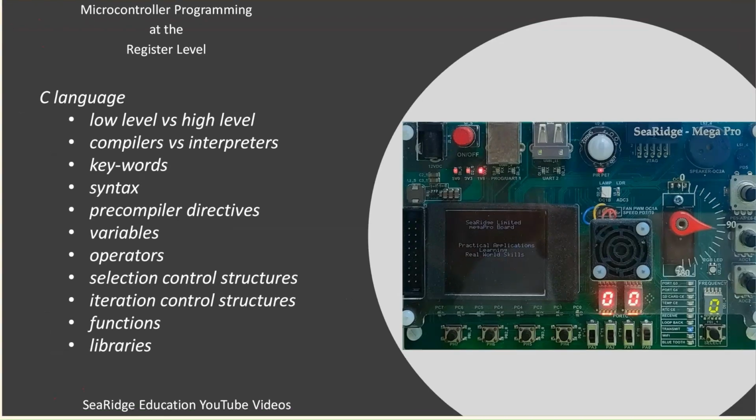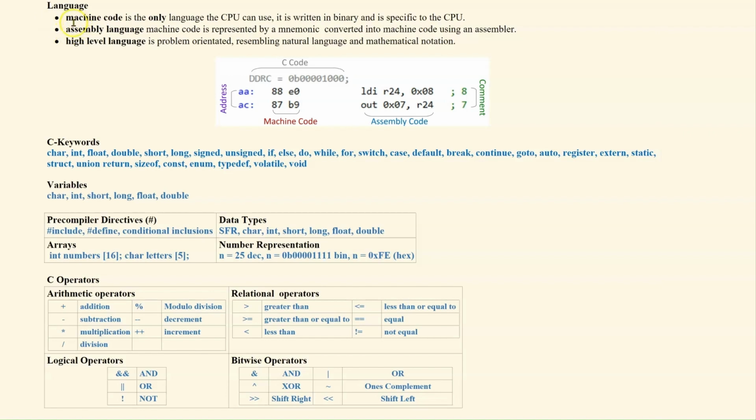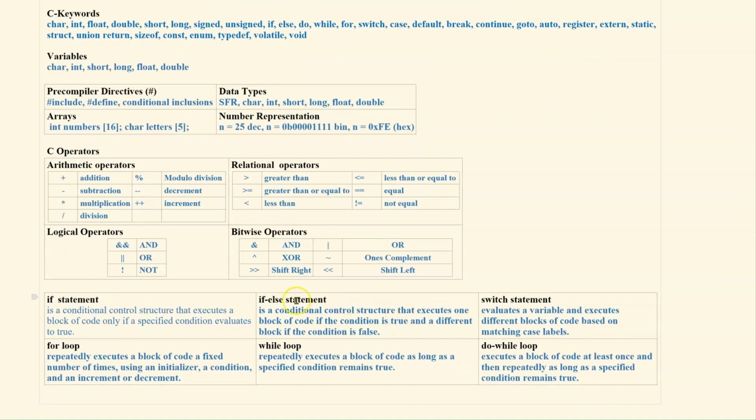I review the C language. We look at low-level and high-level languages, compilers and interpreters. I look at C keywords and syntax, pre-compiler directives, variables, operators, selection and iteration control structures, functions and libraries. So we explain machine code, assembly language and high-level languages, C keywords, variables, pre-compiler directives, data types, arrays, number representation, C operators, and then the control statements.